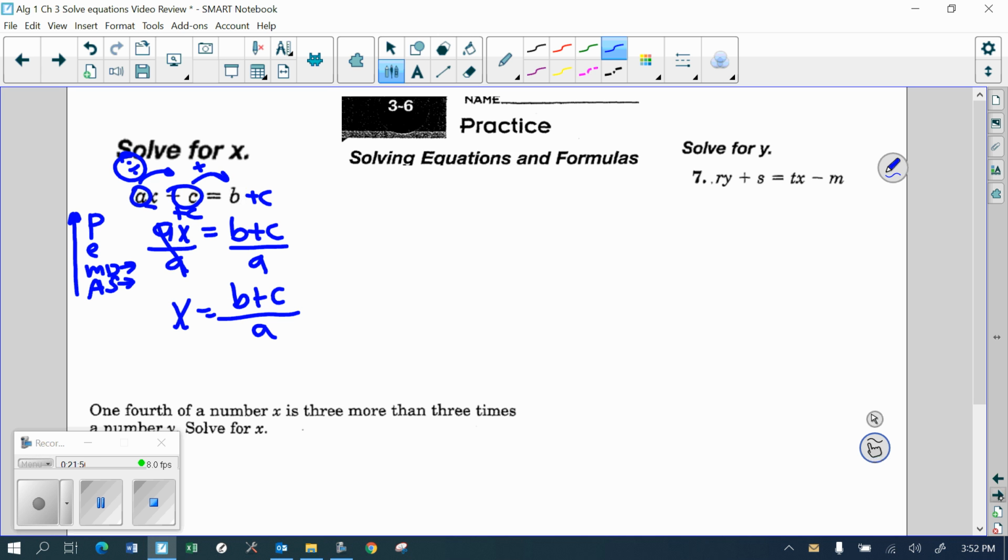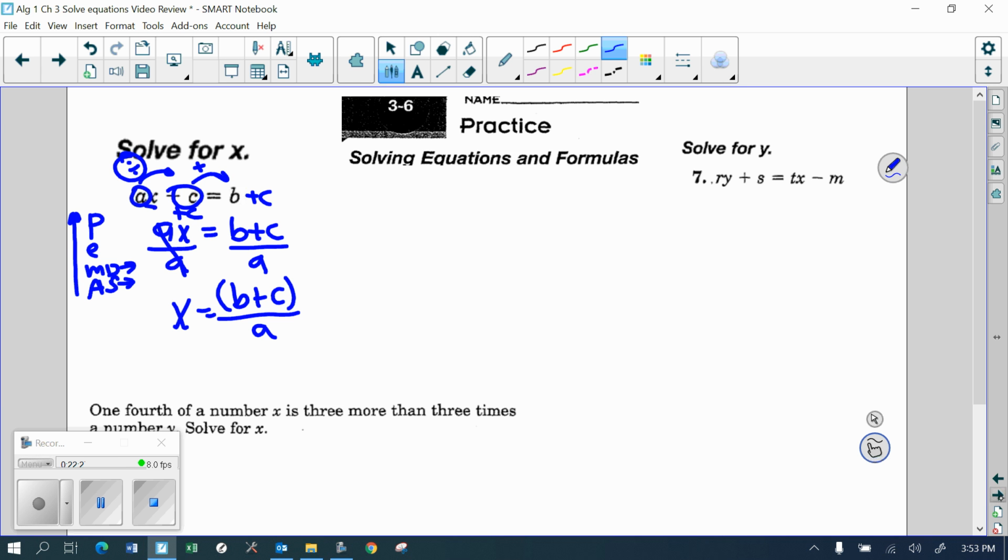Notice I did not say b plus c divided by a, because if I say b plus c divided by a, what that means is b plus c over a. That is not what that says. So I don't say b plus c divided by a, I say b plus c all over a. Or I could say the quantity of b plus c divided by a, because quantity means parentheses. Remember the two or more terms in the numerator or denominator, I put parentheses around it.